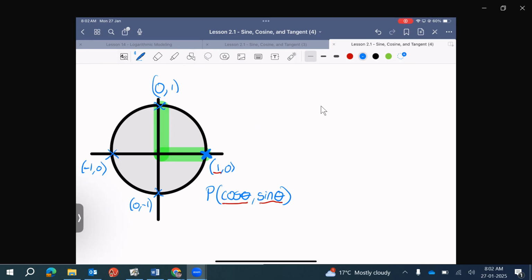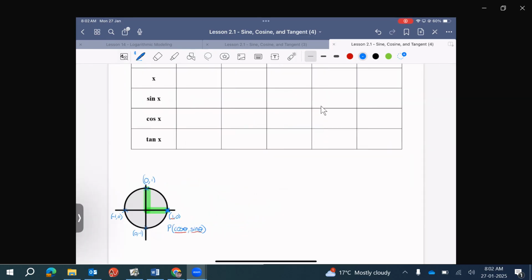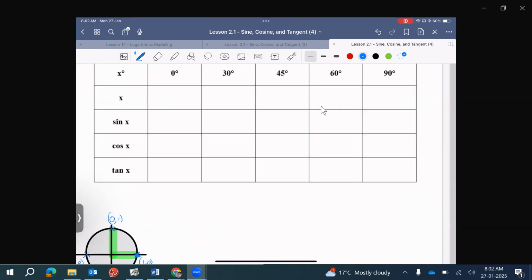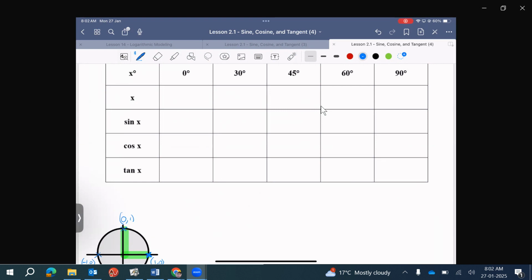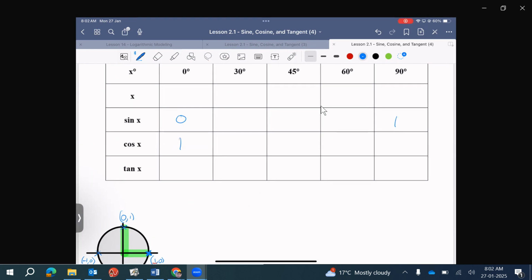0. Excellent. So we got a few numbers here. Those ones are pretty easy to remember. So this one is going to be 0. This one is going to be 1. This one is going to be 1. This one's going to be 0.